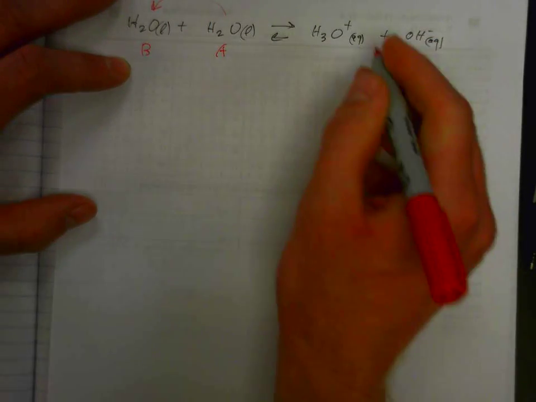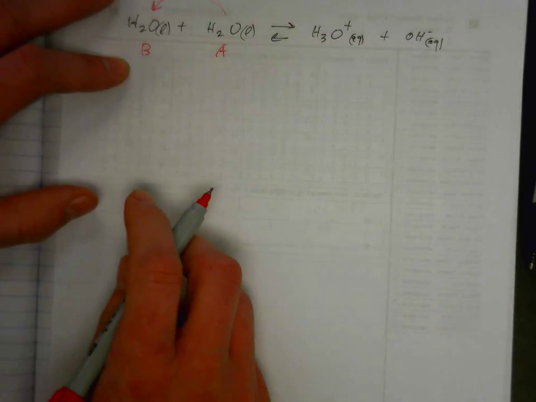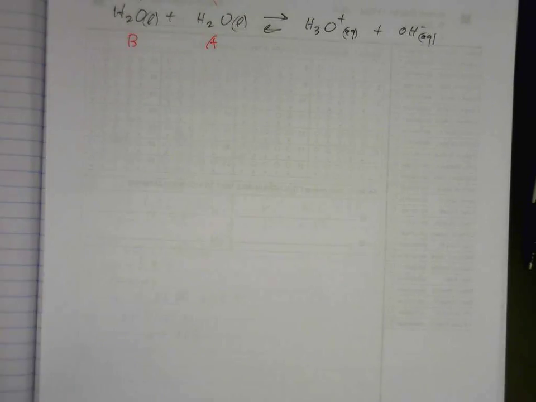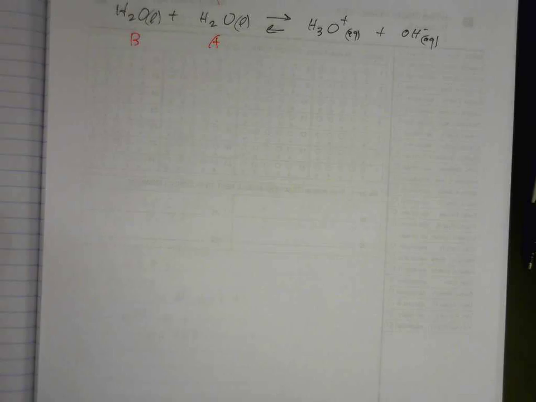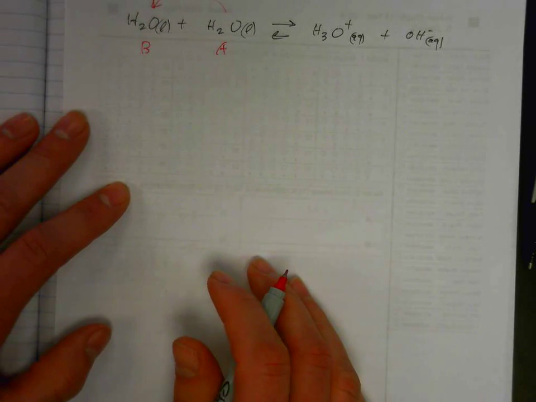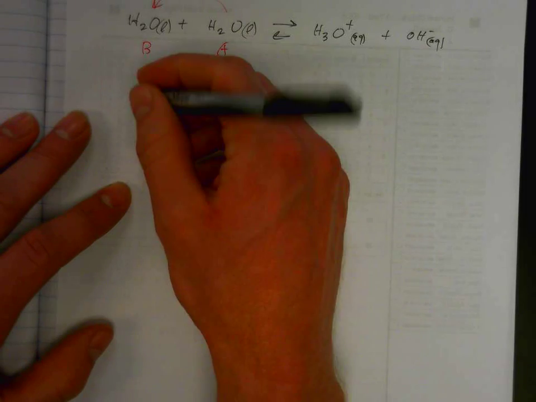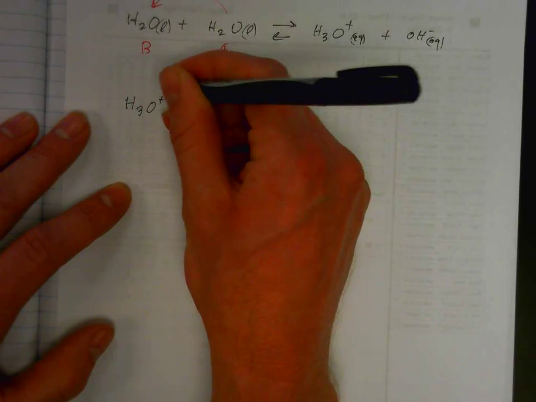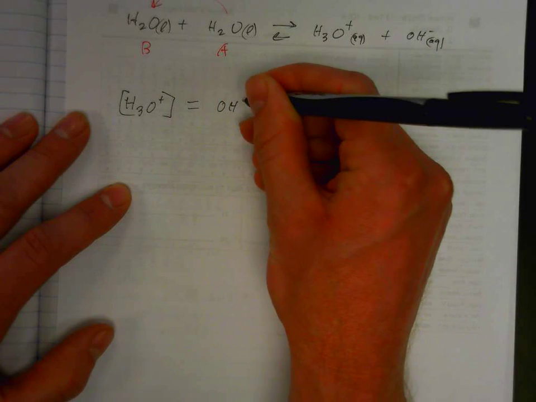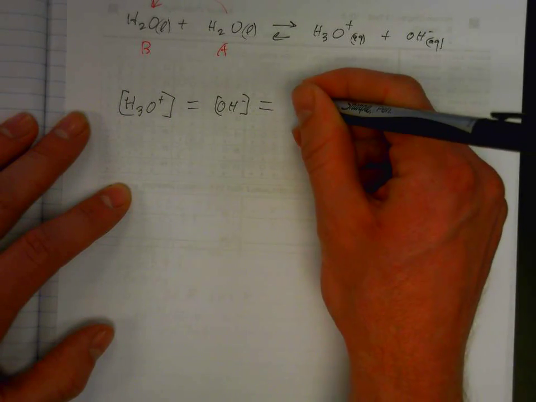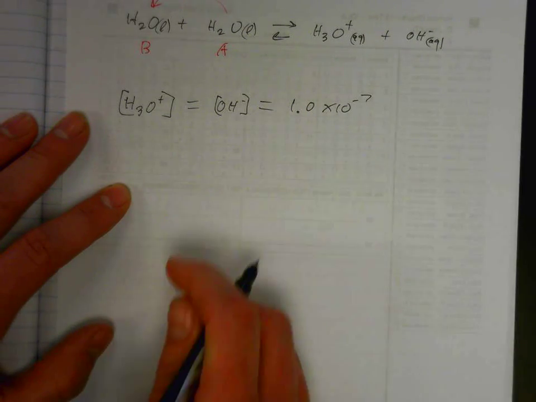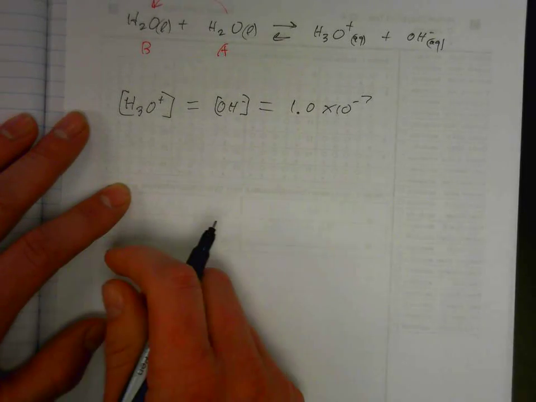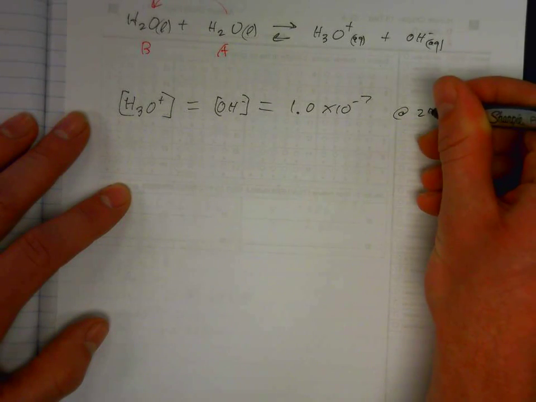Now this is the basis by which pH is determined. As those levels change, pH can be determined. In a neutral solution, the hydronium concentration is equal to the hydroxide concentration, and both of those are equal to 1.0 times 10 to the negative 7. And this is at 25 degrees Celsius. So, although that's a very small concentration, it is measurable.